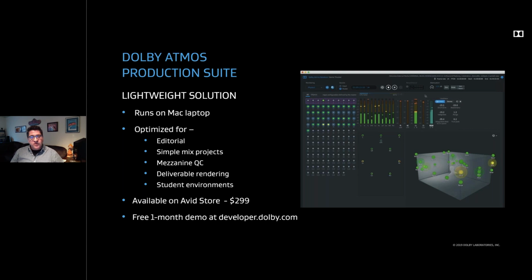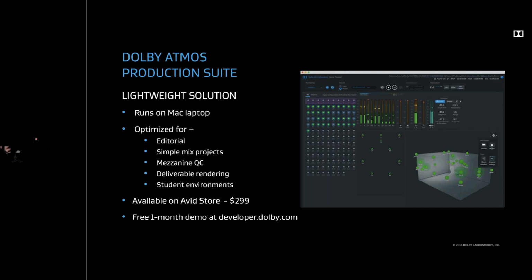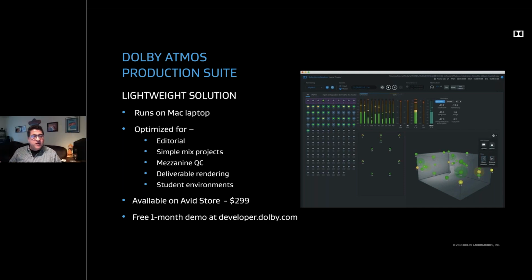Deliverable rendering. Once you have your Dolby Atmos master file or your ADM-B wave, you can put it in Production Suite and render out your stems, your M&Es, etc. And it's also great for student environments, whether they're in a small mix room or mixing on headphones.